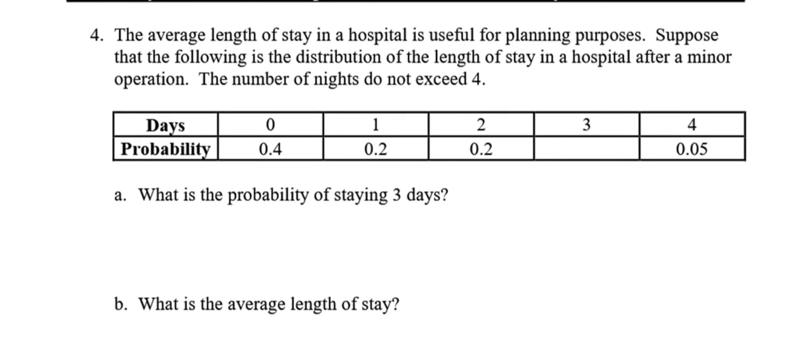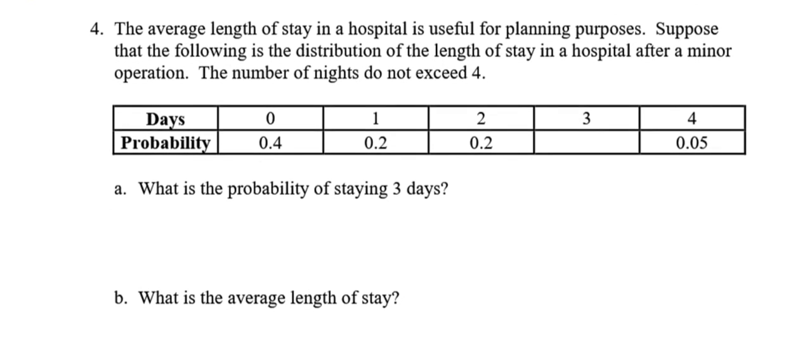Okay, the last couple of examples here you might get. The average length of stay in a hospital is useful for planning purposes. Suppose that the following is the distribution of the length of stay in a hospital after a minor operation. The number of nights does not exceed 4. So the only possible outcomes are 0, 1, 2, 3, and 4. So the question is, what is the probability of staying 3 days? So first thing we need is our random variable. So x equals the number of days spent.